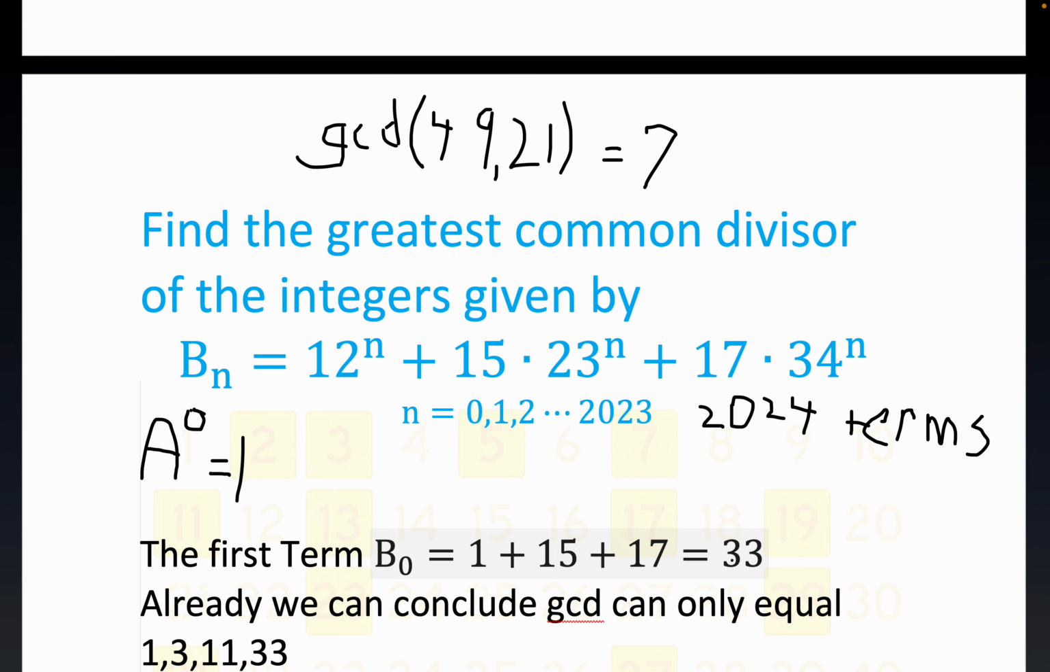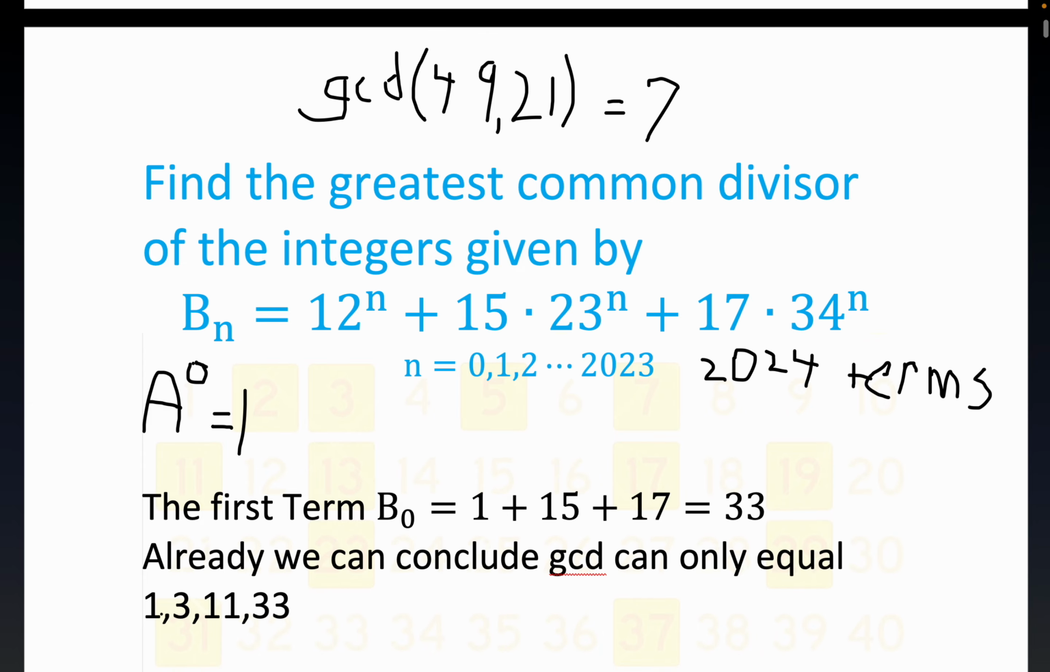Now notice that that sums up to 33. And so already the first term, there's only 4 possible divisors of 33, namely 1, 3, 11, and 33, right? So the GCD has to be in that list, because b sub 0 is one of the 2024 terms. So you couldn't have a GCD of 66 because 66 would not divide this. So already just by knowing the first term, we know the GCD has to be 1, 3, 11, or 33. That's valid information.